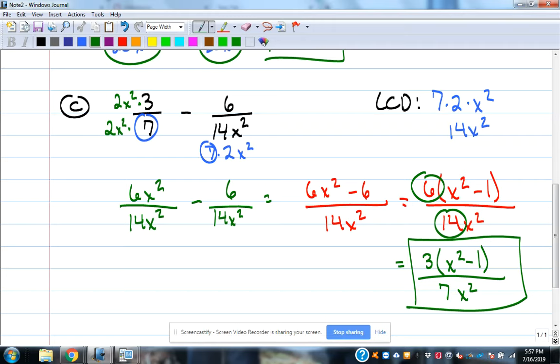Technically, x squared minus 1 could factor as x plus 1 and x minus 1, but it doesn't help you. So that's why I didn't do it. Okay.